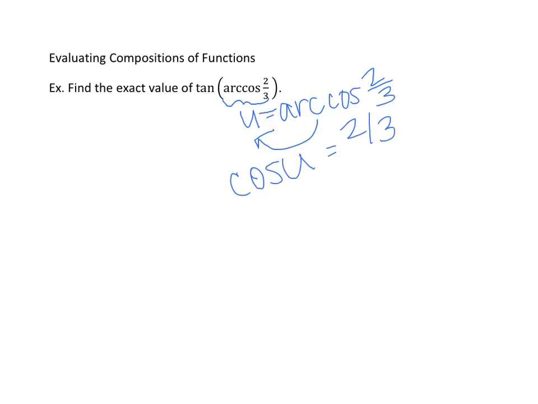From this, I can create a right triangle, cosine, quadrant 1 or 2 only. So quadrant 1, I can set this up. My adjacent is 2, hypotenuse 3. So here's my angle u. Now I need to find tangent u, because that was my original question.